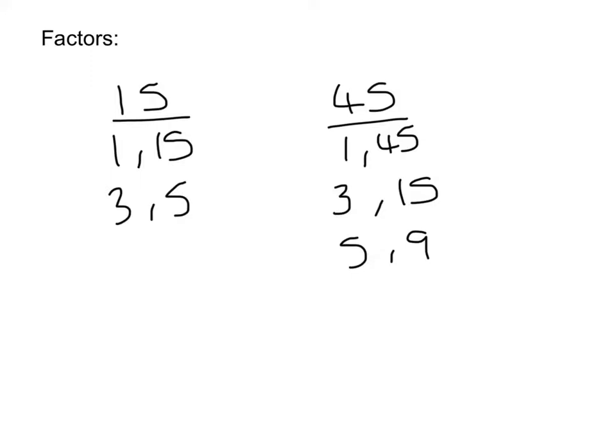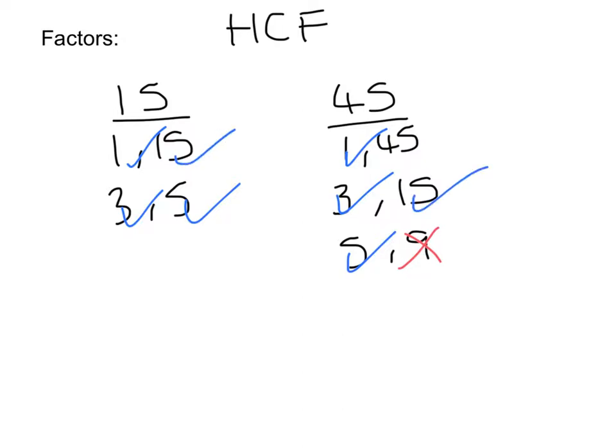Now those are all the factors of 15 and all the factors of 45. So if we look for the highest common factor, again we look for the numbers that appear in both. So 1 is in both, 3 is in both, 5 is in both, 9 isn't, and 15 is, and of course 45 isn't. Now that means the highest common factor of 15 and 45 is of course 15.